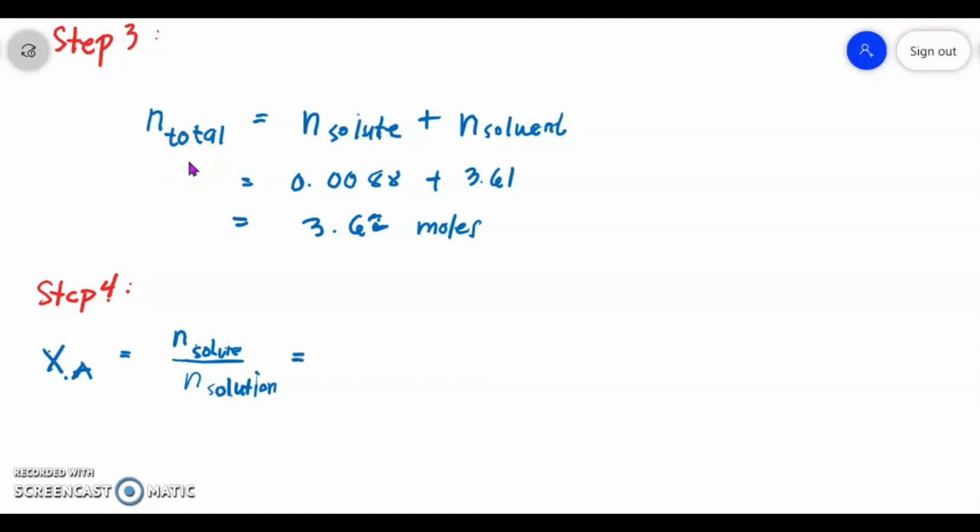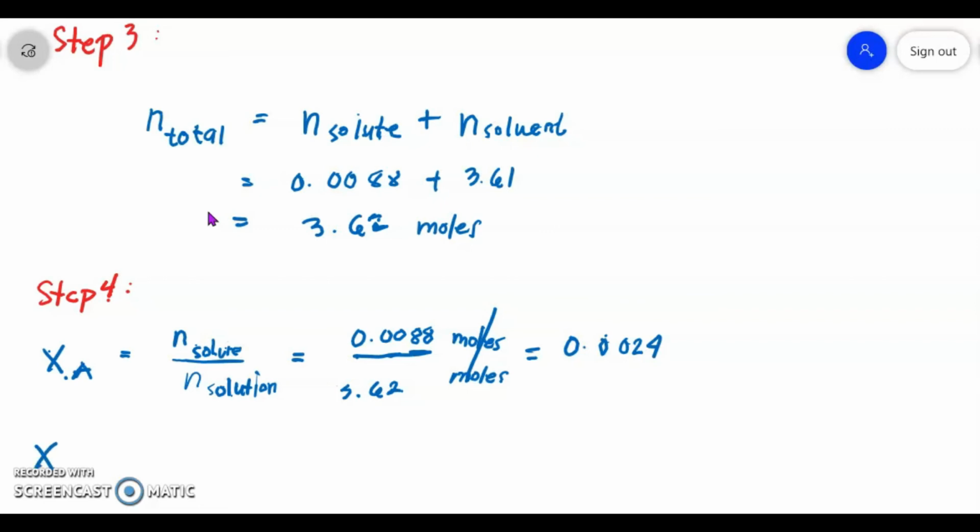So we have 0.0088 divided by 3.62. This is in moles, and this is also in moles, and you cancel this out. The mole fraction is 0.0024.